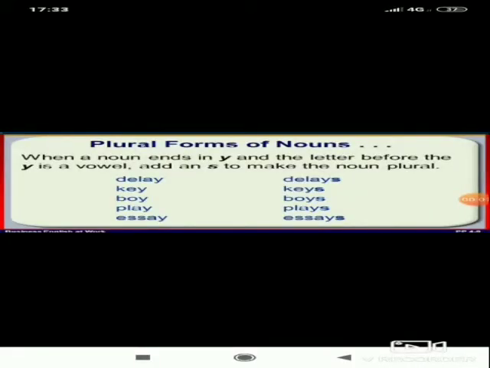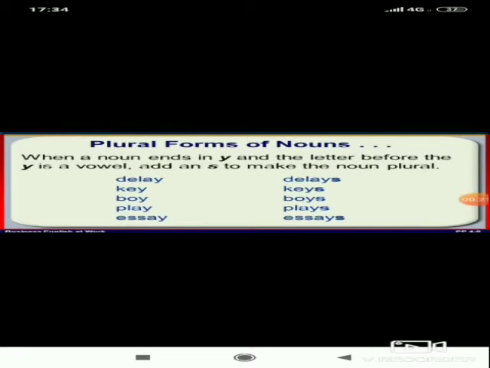The next rule says when a noun ends in Y and the letter before the Y is a vowel, add an S to make the noun plural. Like for example, children, the first example is delay. As you can see in the word delay, the last letter is Y and just before Y is the alphabet A, which is a vowel. So we are just going to add S to it.